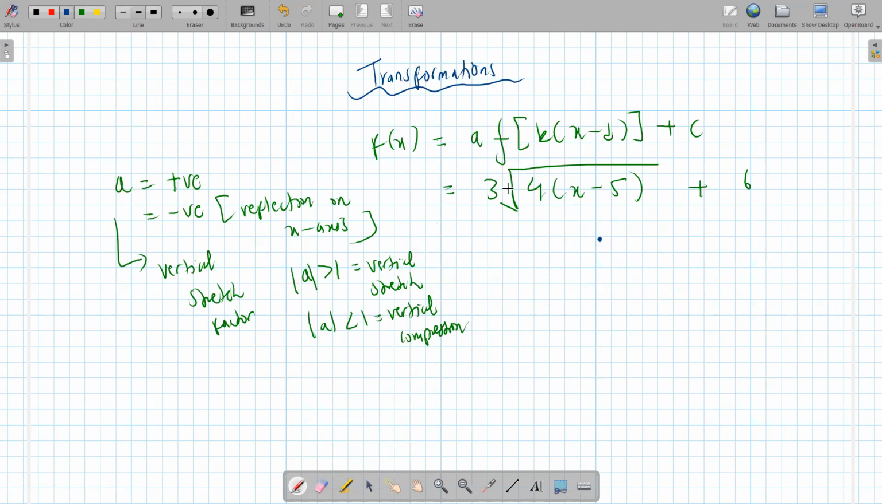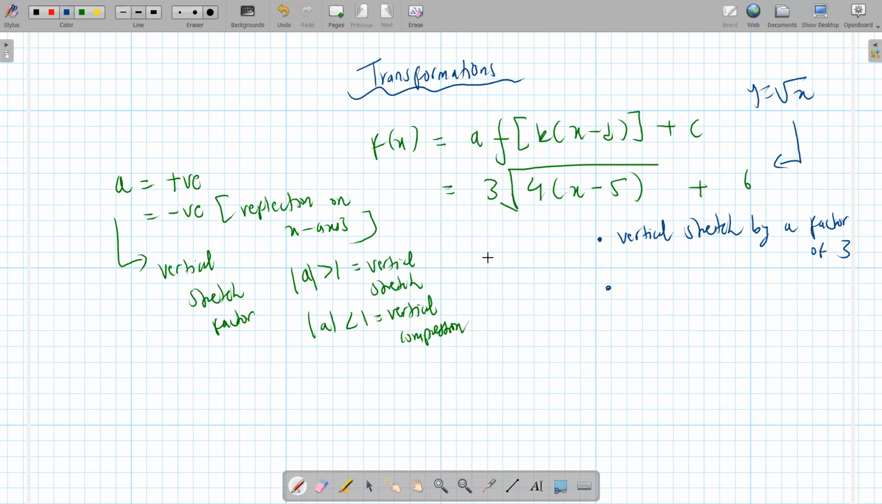Exactly. So the first transformation here, like a question will be this: what transformation brings you from the parent function y equals the square root of x to this transformed function? Okay. So we know there's a vertical stretch by a factor of 3. Now let's move on to the next one.